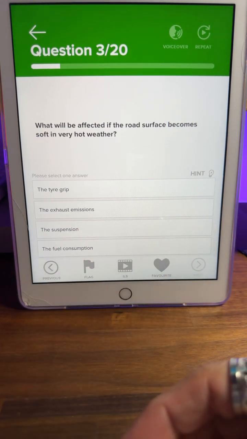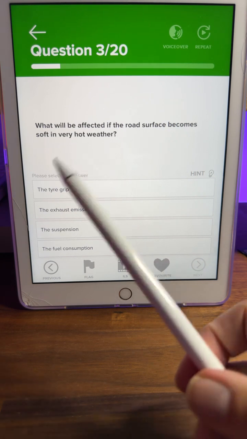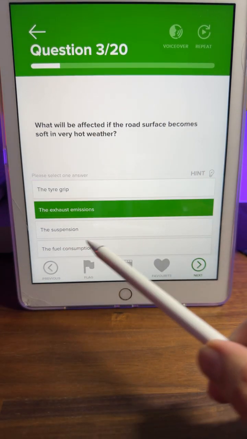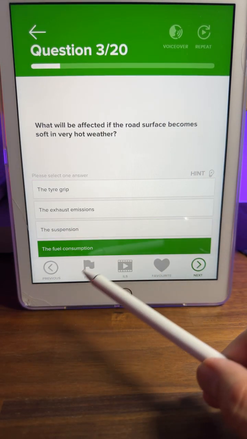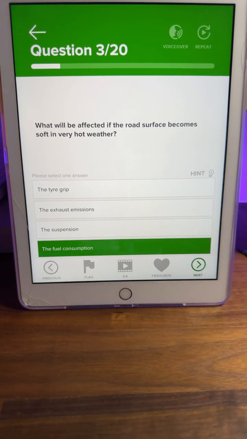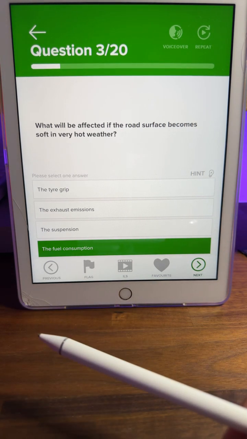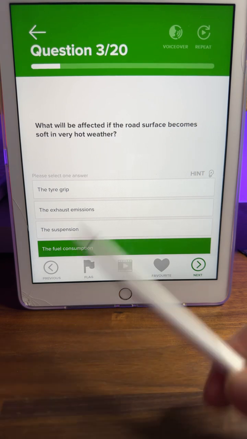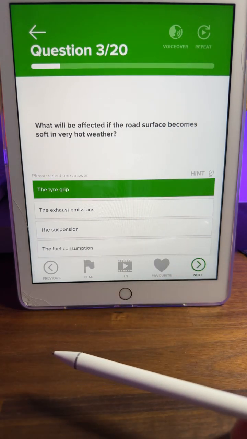What will be affected if the road surface becomes soft in very hot weather? Is it the tire grip, the exhaust emissions, the suspension, or your fuel consumption? Let's see now. I can see over on TikTok, everybody's saying A. Most people said A, which is the tire grip.